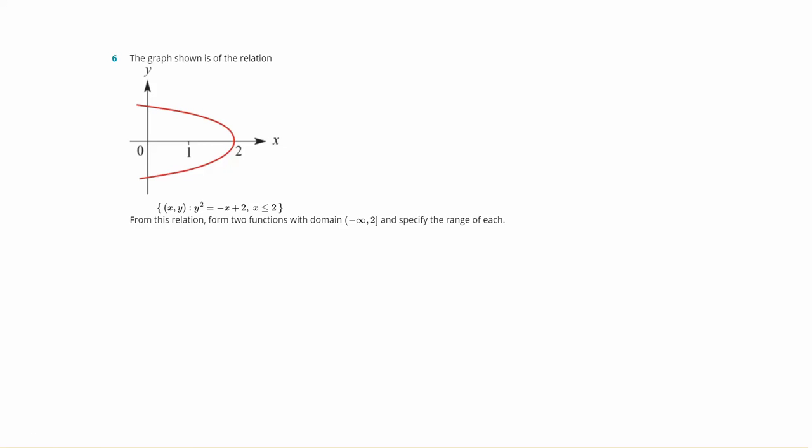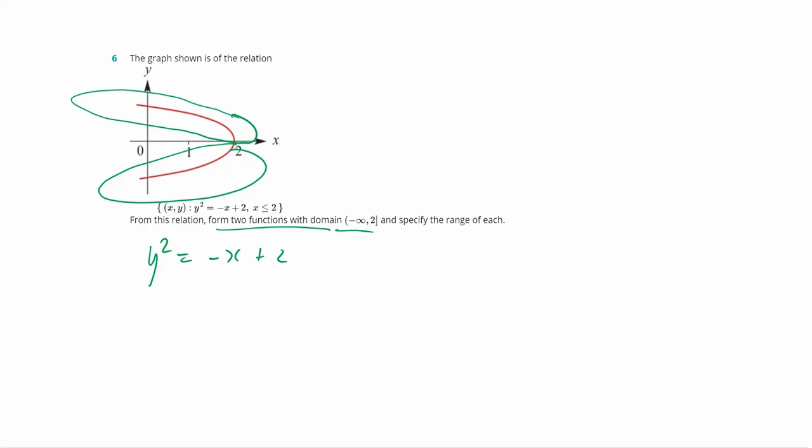Next part, the graph is shown of the relation. We've got y squared equals minus x plus 2. We want to form two functions with the domain negative infinity to 2. What it's basically asking you to do is to break the graph into two graphs. One graph here, one graph there. Now this is a parabola on its side, so if I square root this, I get plus or minus the square root of negative x plus 2. So we've got two functions and we want to specify the range of each. Very simple.